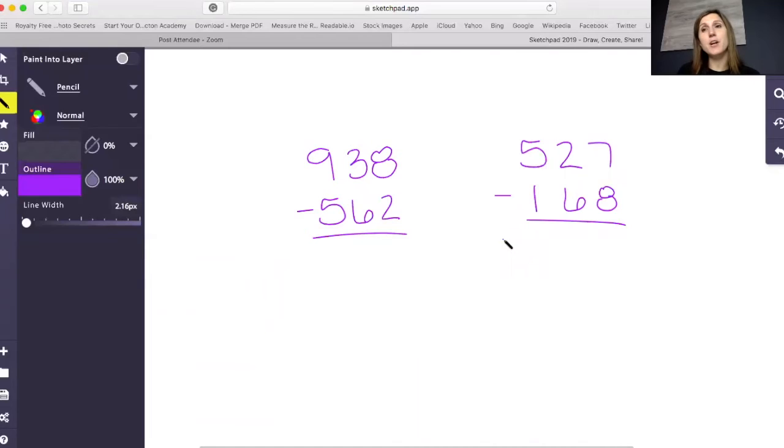Hi, let's talk about subtracting three-digit numbers with regrouping or borrowing using the standard algorithm. Here I have two problems, so let's get started.